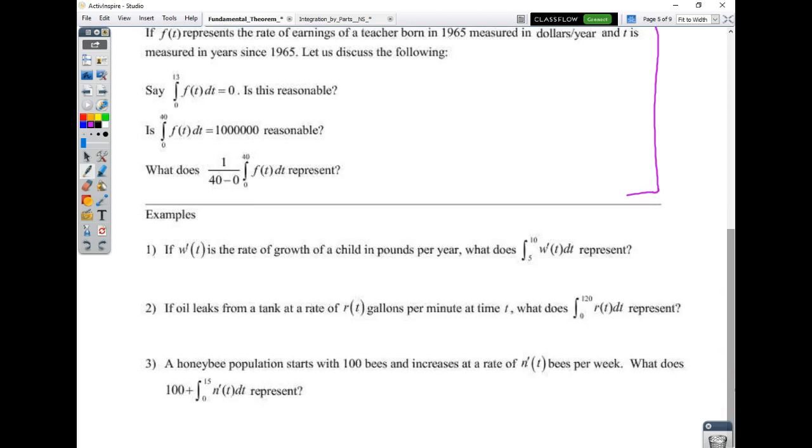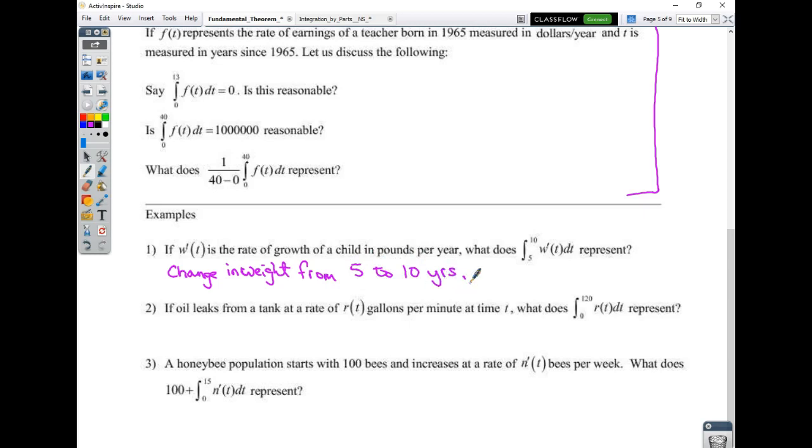If we can do that, we're also going to need to be able to make sense of some of these examples down here. If w prime of t is the rate of growth of a child in pounds per year, what does the integral from 0 to 10 of w prime of t represent? Well, again, w prime is a rate of growth in pounds per year, so that would be a change in weight. How do I know it's a change? Because we're talking about an integral, and change in weight from 5 to 10 years.